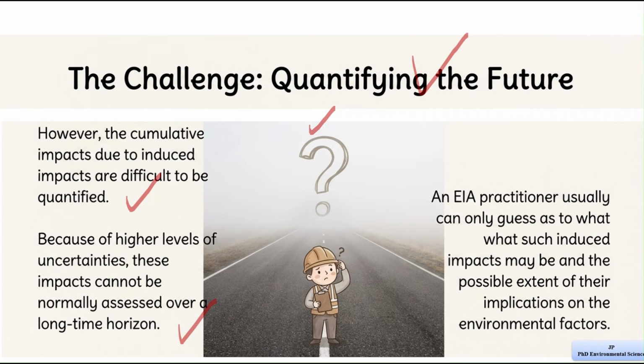Now, what does this mean for EIA practitioners? They often estimate or make informed judgments rather than precise calculations. Predictions are based on experience, trends, scenarios, so results are approximate, not exact. So induced and cumulative impacts are important but difficult to measure because they depend on uncertain long-term and complex future developments.